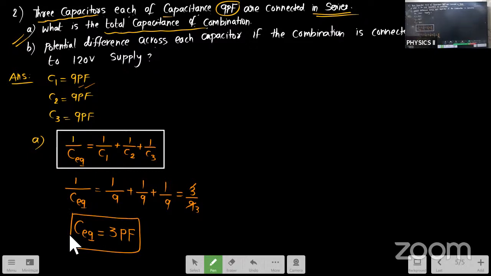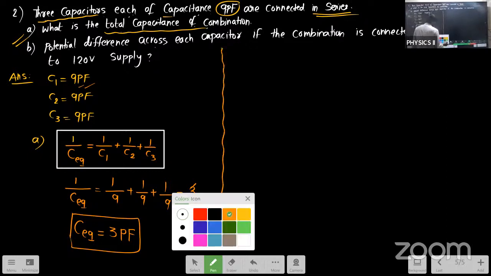1 by C equivalent is equal to 1 by C1 plus 1 by C2 plus 1 by C3. All three capacitors have the same capacitance. What is that capacitance? 9 picofarad, 9 picofarad and 9 picofarad. If I add that, what am I getting? 3 by 9. So finally, what is the equivalent capacitance I am getting? 3 picofarad.